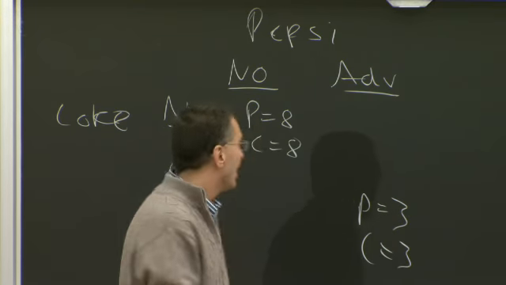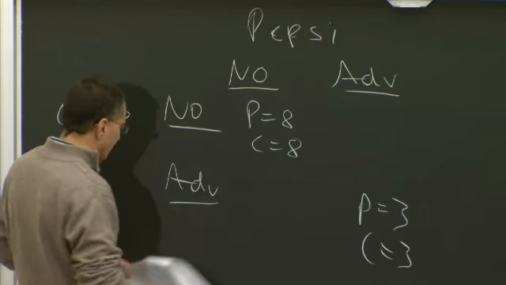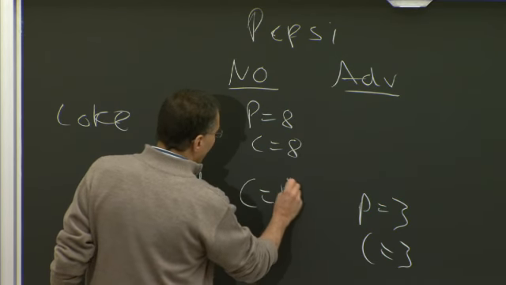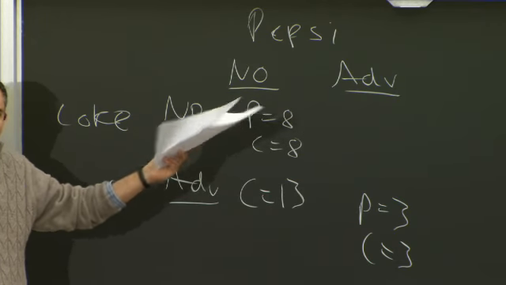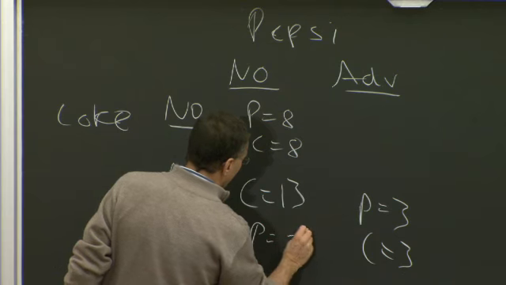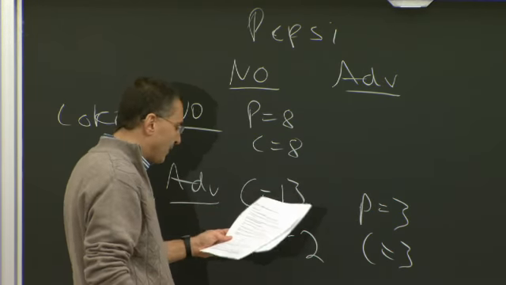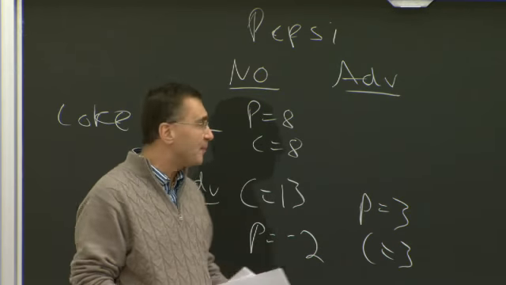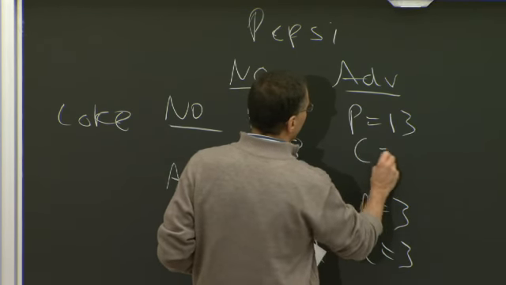However, if Coke advertises and Pepsi doesn't, then all of a sudden everybody sees Coke, Coke, Coke everywhere. It's like Pepsi, never heard of that. Okay? Coke makes 13 billion and Pepsi loses 2 billion. And likewise, if Coke doesn't advertise but Pepsi does, people are like, never heard of Coke, I'm going to drink Pepsi. Okay? So Pepsi makes 13 and Coke makes -2.